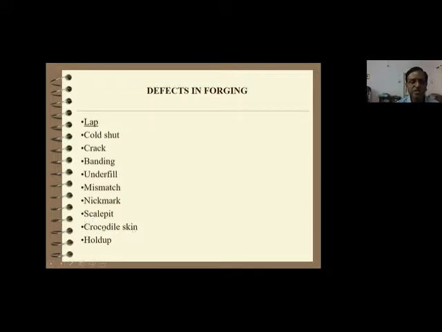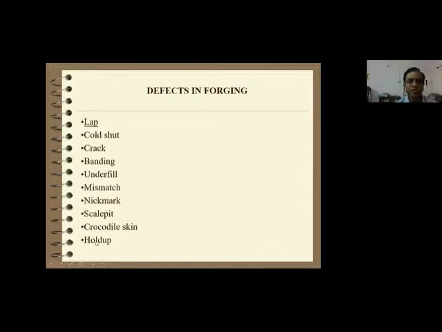The crocodile skin is a surface which is irreparable or irreversible, and the job has to be scrapped. Normally, it happens when the forging temperature is out of control. That is, normally you want to forge at 1250, and for some reason there is some failure in the furnace controls, and the temperature goes maybe around 1380 or 1400. Then this type of defect can occur, and there is no way of repairing it. We have to scrap the job.